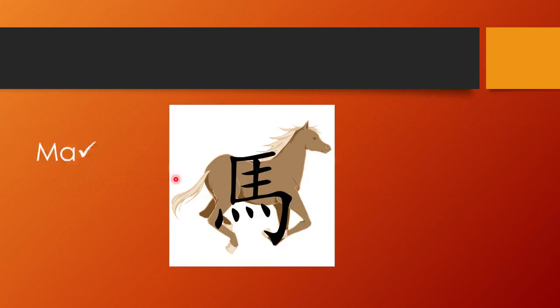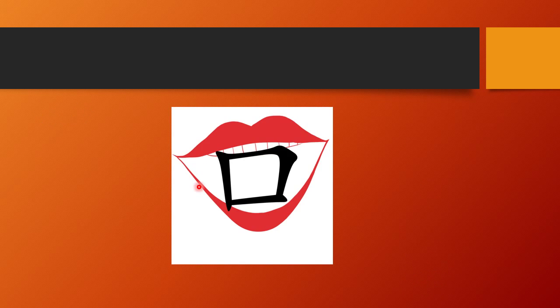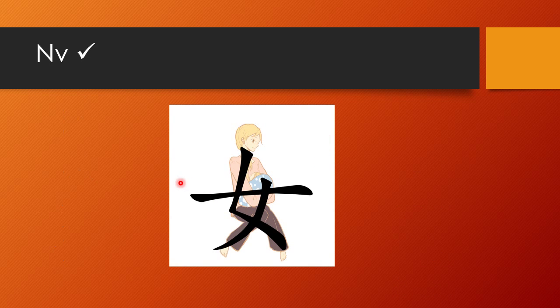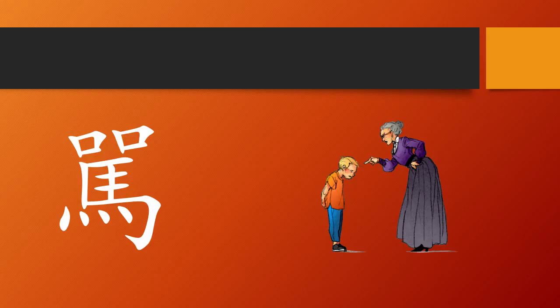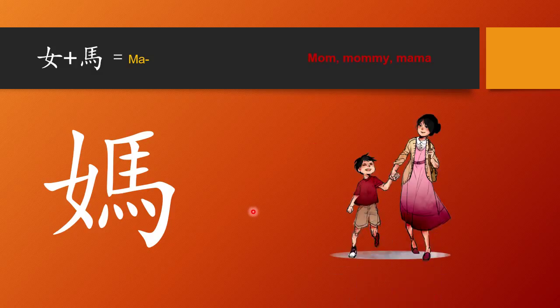What is this? Ma, meaning horse. What is this? Ko, meaning mouth. What is this? Nu, meaning woman. What is this? Haha. Ma, meaning question mark or exclamation mark. Two mouths and a horse, meaning ma, to scold or reprimand. Finally, what is this? Female and ma sound. It is a word for ma. Mom, mommy, mama. There you go.